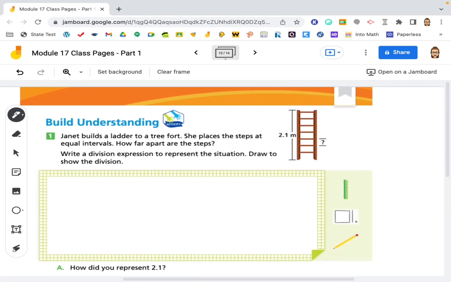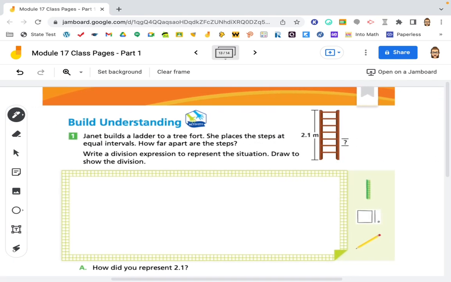Okay, so it says Janet builds a ladder to a tree fort. She places the steps at equal intervals. How far apart are the steps? So write a division expression to represent the situation and show the division. Well, we would have 2 and 1/10, and then there are 1, 2, 3, 4, 5, 6, 7 steps. So we're going to divide that by 7.